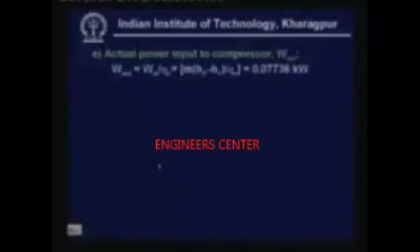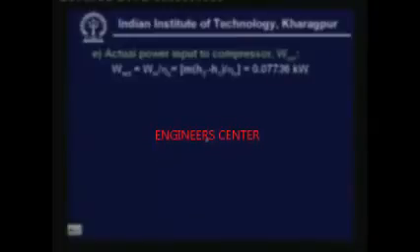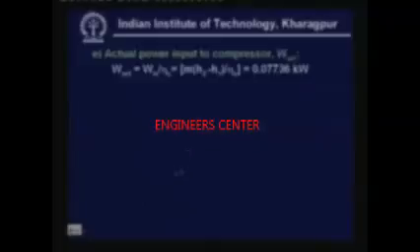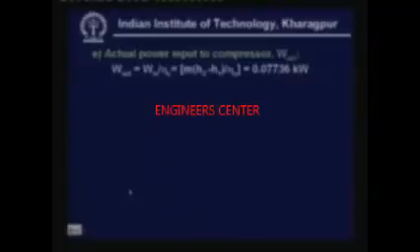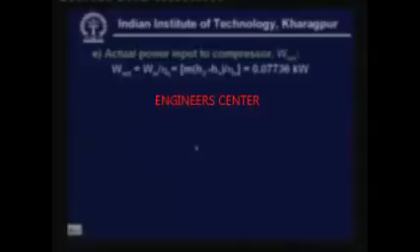And actual power input to the compressor, as I have already explained, is nothing but isentropic work input divided by the isentropic efficiency. We know the isentropic work input, which is equal to mass flow rate into enthalpy difference for the isentropic process divided by the isentropic efficiency 0.65. So, if you substitute these values, you find that the actual power input is 0.07736 kilowatt or 77.36 watts.